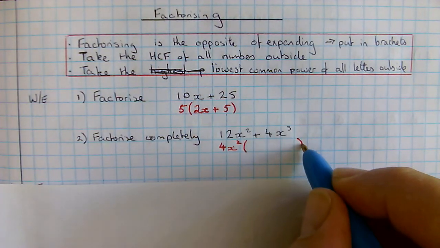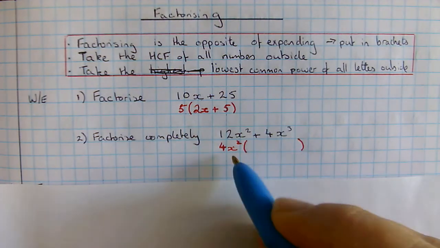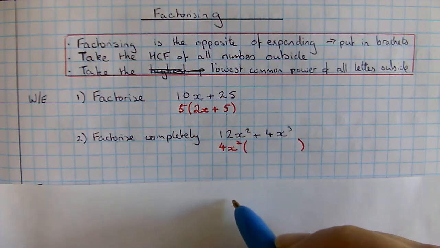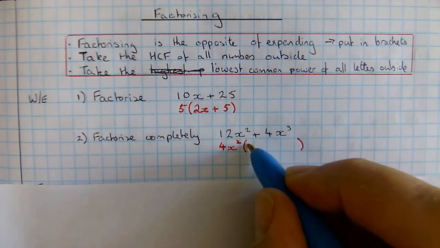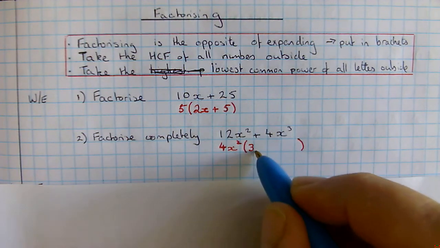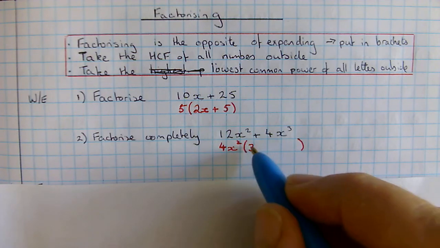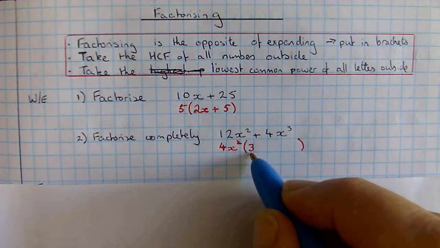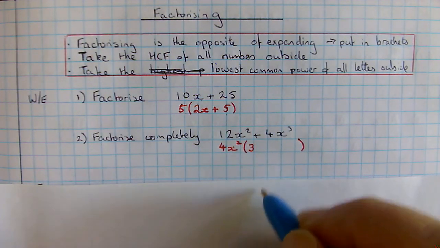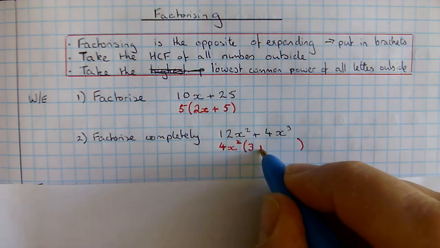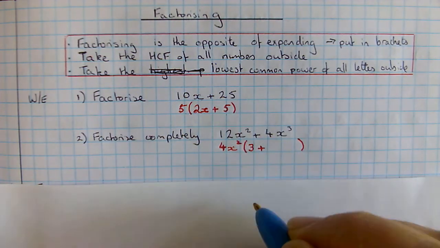Now I need to work out what goes inside. Well, 4 times what gives me 12? Well, 4 times 3 gives me 12. I don't need to add any x's here. If I did, that would raise that power, which would be wrong. 4x squared times by 3 takes me back to 12x squared. That's right. Well, here, 4 times what gives me 4?